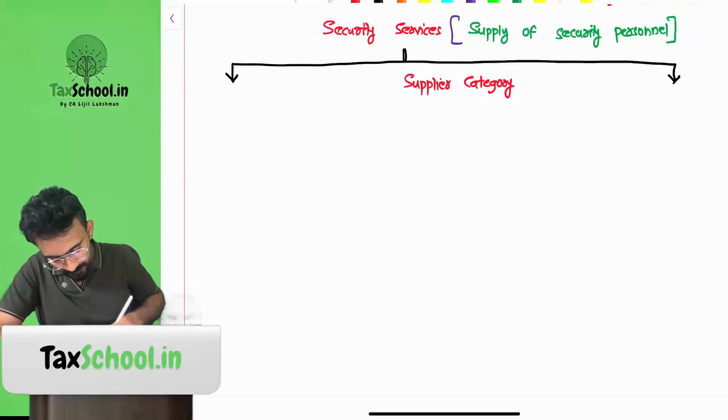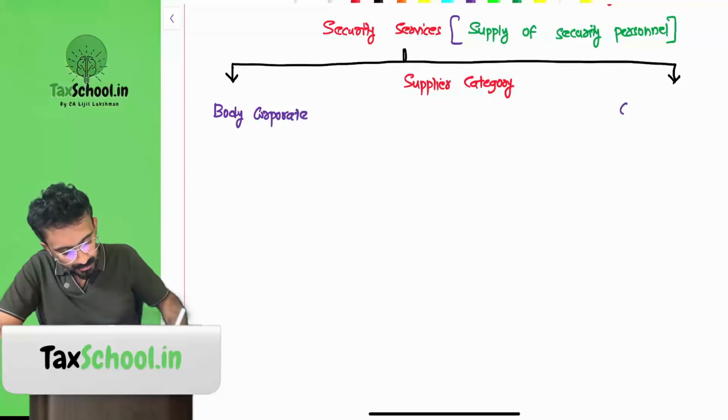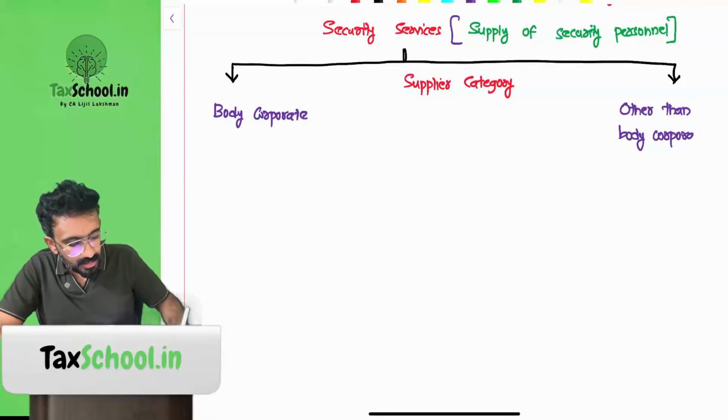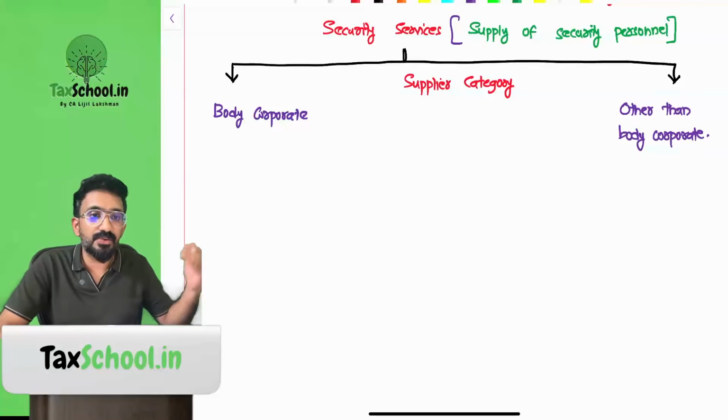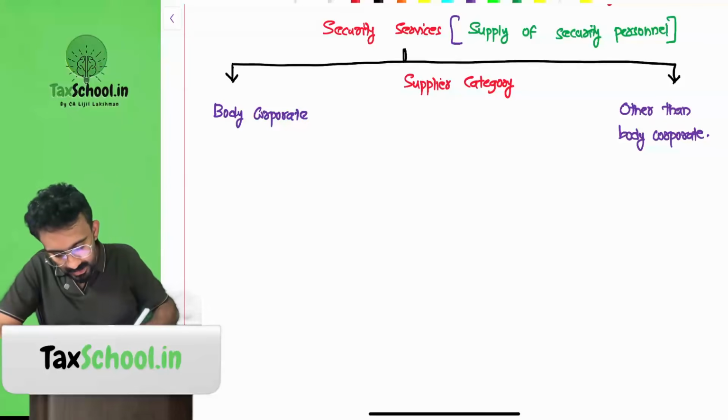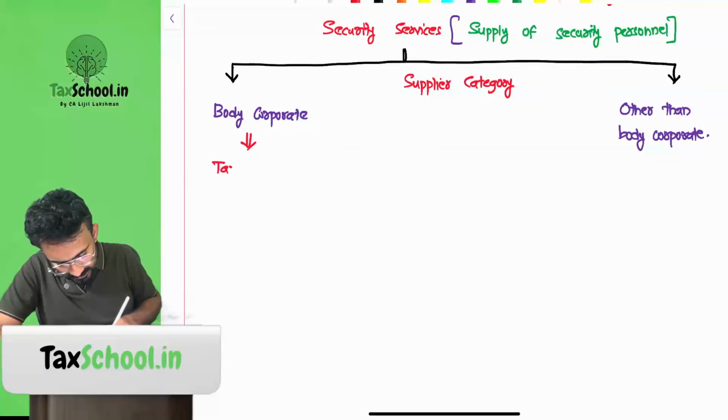It could be a body corporate, or other than body corporate. It could be a company, or it could be a partnership firm. It could be an individual. If it's an individual or partnership firm, it will be considered to be other than body corporate. If it is a body corporate, I can say it is taxable under FCM.